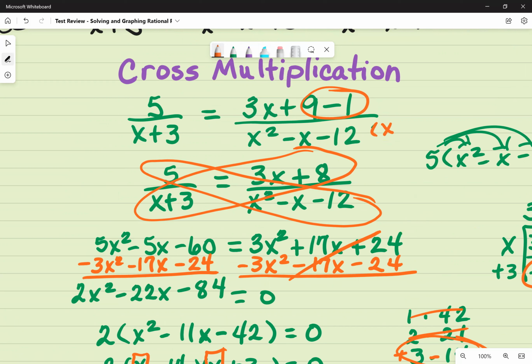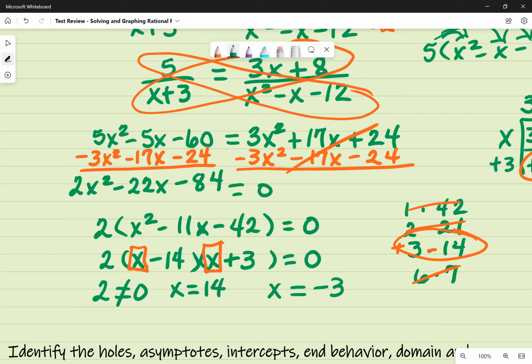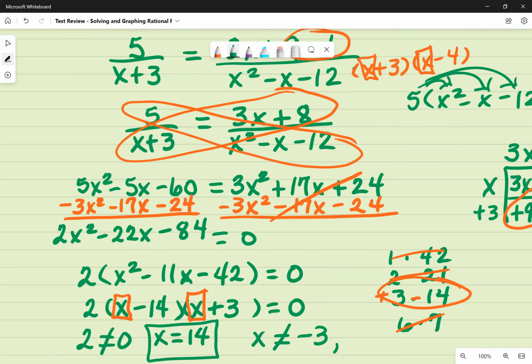So we can't have x plus 3, nor can we have, let me see, this would be x minus 4. So we could not have a +4 or a -3, because that will cause our denominator to be 0, which is undefined. We can't have those. Those are extraneous solutions. So x cannot be -3, and it cannot be +4.